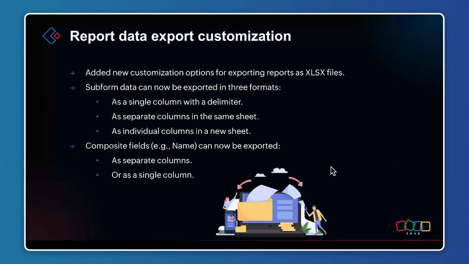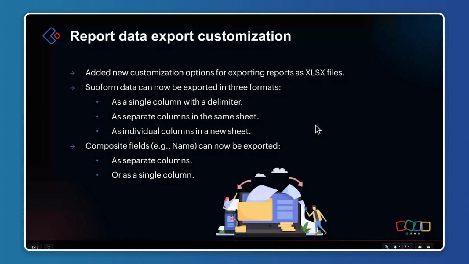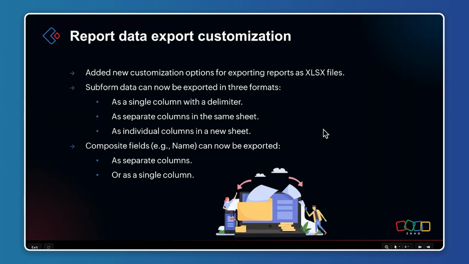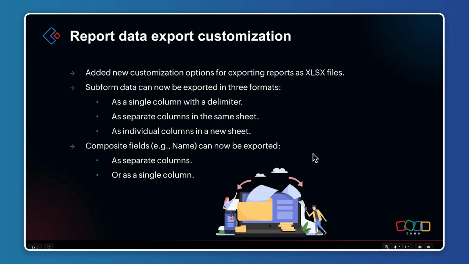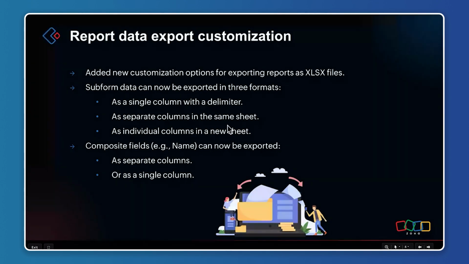I hope many of you already know that we have this Excel SX file format, right? So we have made a few enhancements within this particular format, where whenever you are trying to export your subform data, you can export the data in three different formats. One is as a single column with a delimiter, or as separate columns in the same sheet, or as an individual column in a new sheet, right? So these are the three different ways where you can export your subform data.